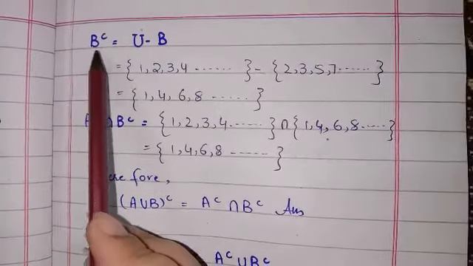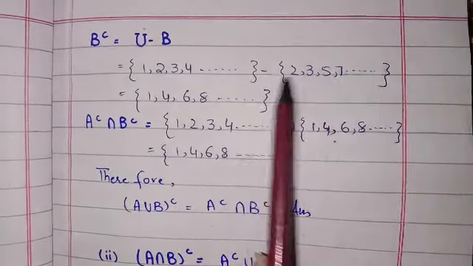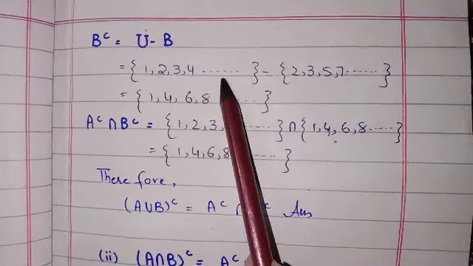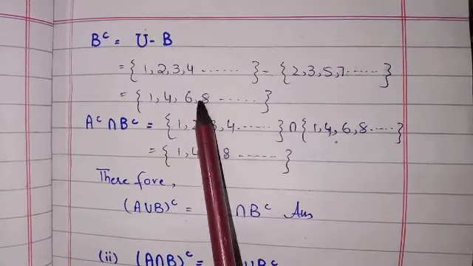Now students, here is our B complement, which is equal to universal set minus B set. First we will write the universal set, then minus our B set. We will write the elements of the universal set which are not in the B set. So we will write 1, 4, 6, 8 and so on.